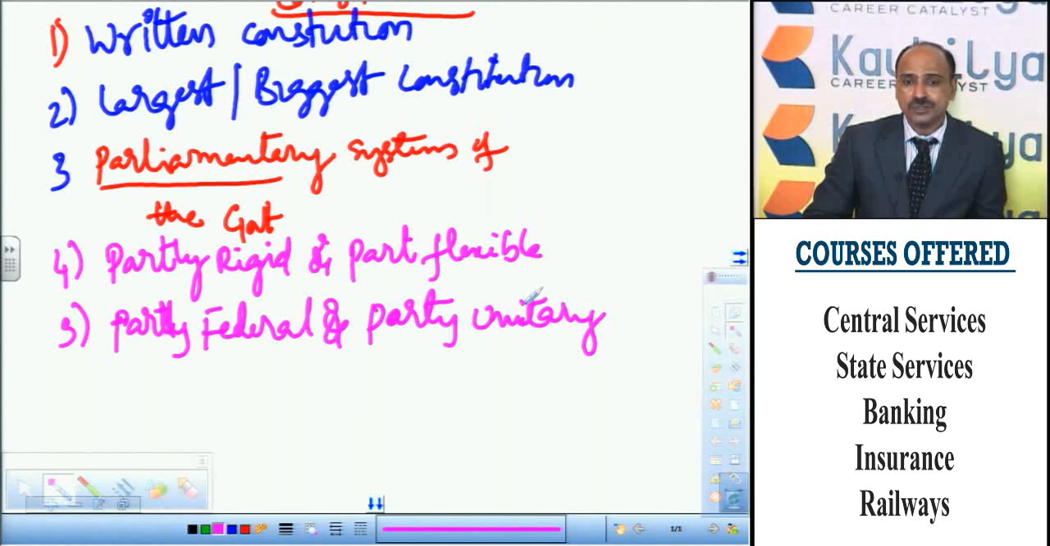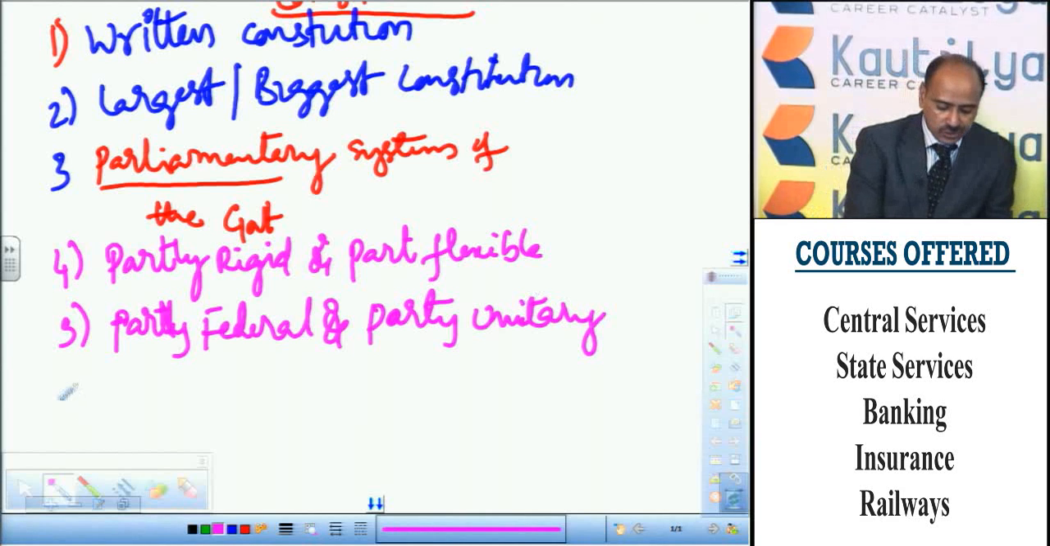Unitary concepts are single citizenship, single Supreme Court, single president, and a strong central government. These are all unitary principles. That's why it is also one of the important salient features of our constitution.